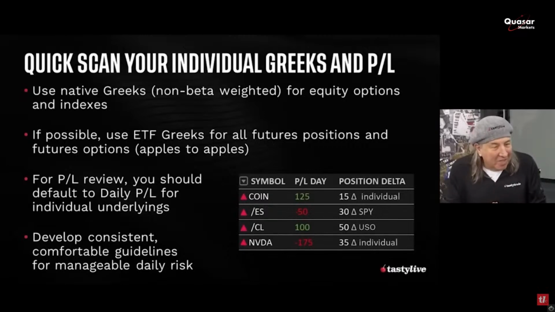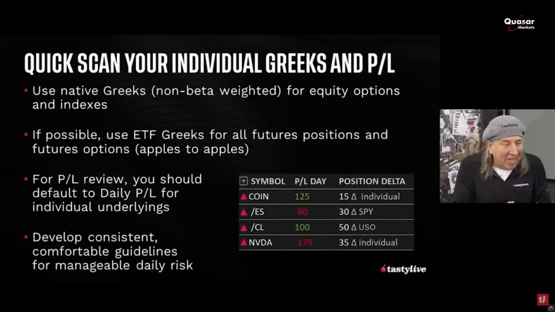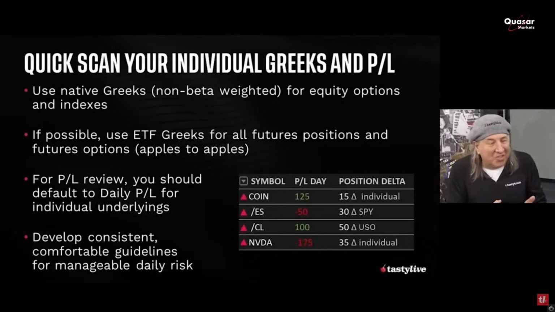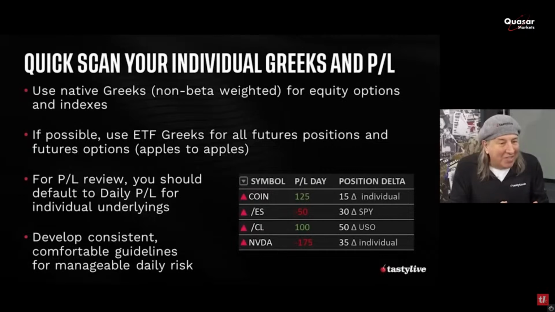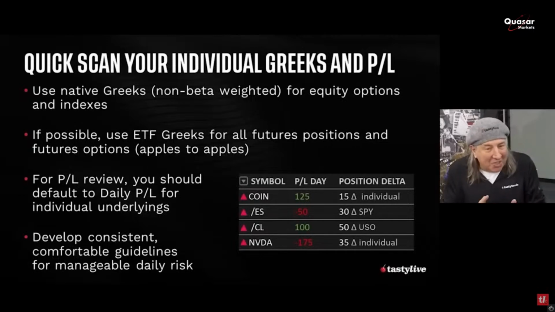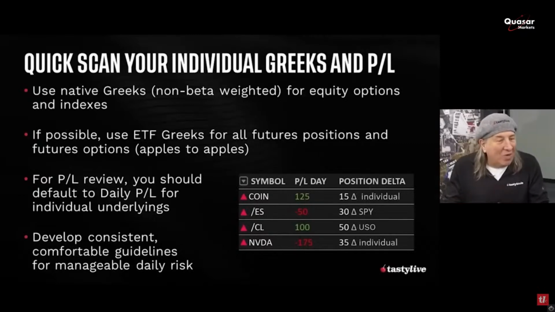If possible, and this is not available on every platform, but it is available on Tasty, we use ETF Greeks for all futures positions and all futures options positions. So we allow you to compare apples to apples. I feel this is a very important adjustment we made to the platform. And what it allows you to do is have a position on in NVIDIA, have a position on in IBM, have a position on, for example, let's just say in Reddit, and compare that to a position in the S&Ps and a position in crude oil, because everything is set to an equity equivalent.